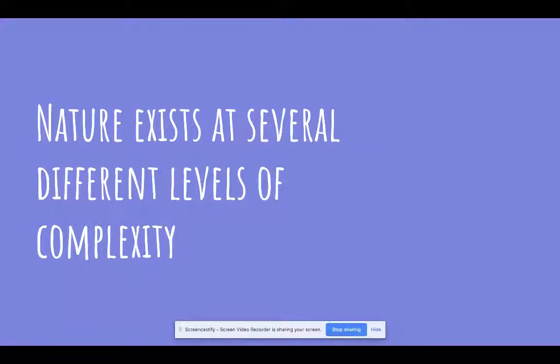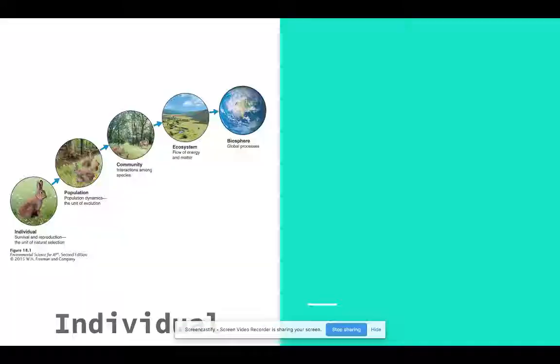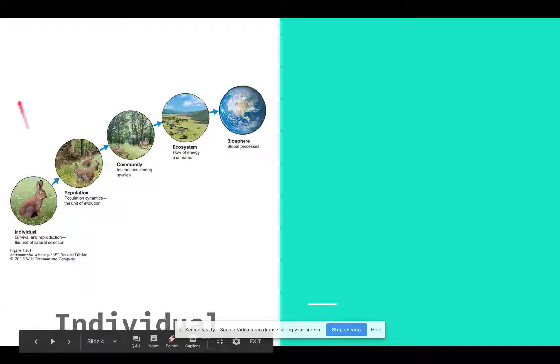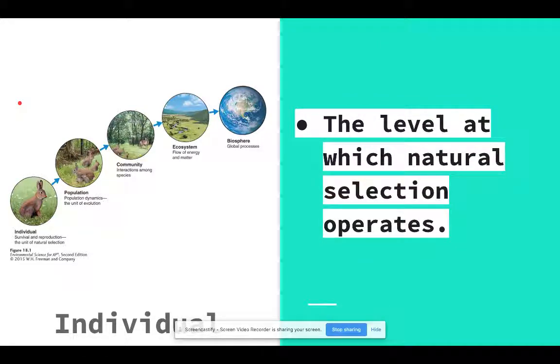We're going to look at these levels of complexity. And again, we're starting at the most simple, and the most simple is just that individual. To make things easy, we're always going to take a look at the left, so we're going to stick with our rabbit there. And the individual is where natural selection is operating.